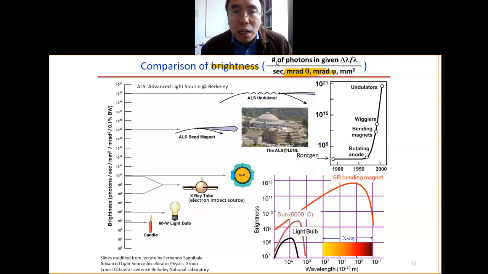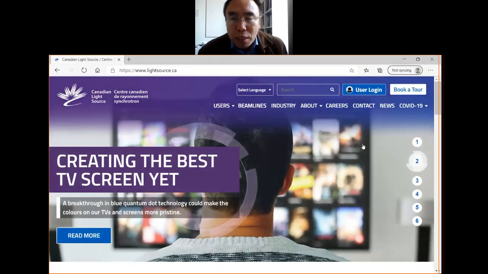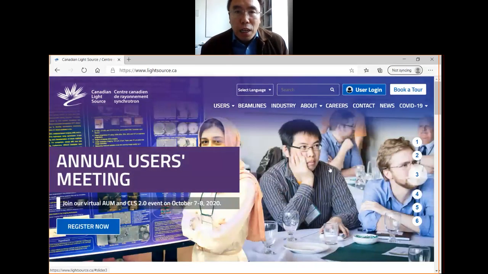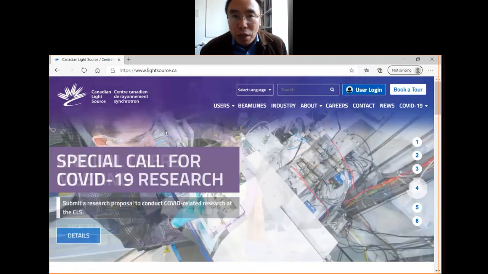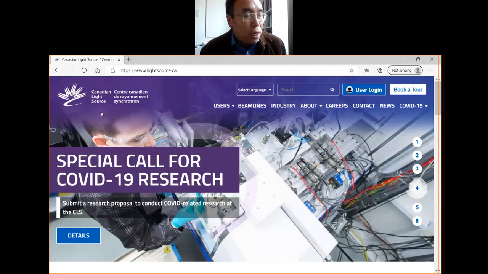So now, we have mentioned that synchrotron radiation is used more for light sources than for the fundamental study of particle physics. In Canada we have the Canadian Light Source. This one is in Saskatchewan. I visited this place in December 2019, last year December.